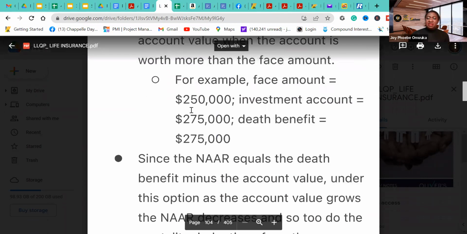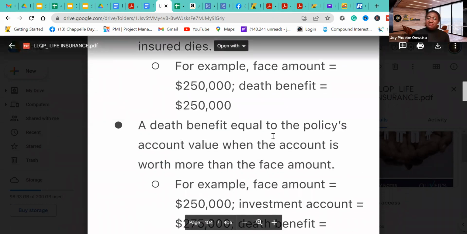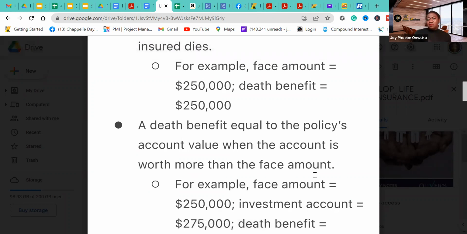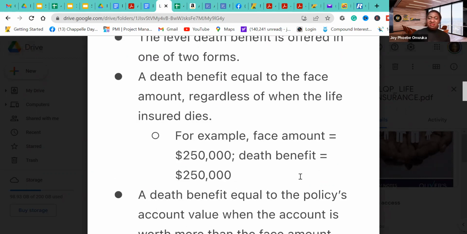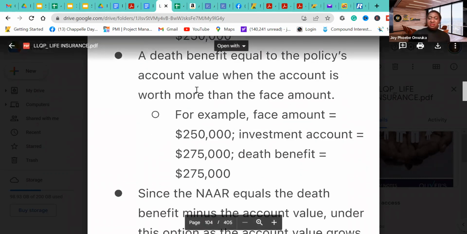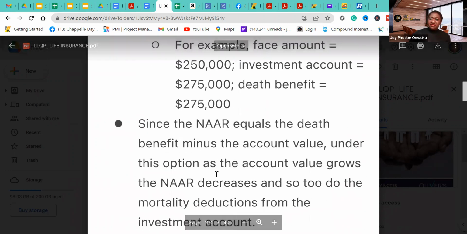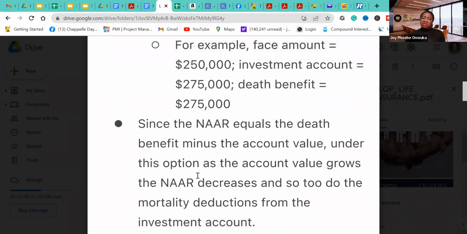So let's go back again. What are the terms? For example, fixed amount. The benefit equals the policy account value when the account is worth more than the face amount. And they are talking about level death benefit here. See, I'm going back. I'm saying, for example, face amount is 250, investment account is 275, death benefit is 275. Okay, let's keep going. Because what I know with level death benefit, whatever is in the investment doesn't get added to the death benefit, right?